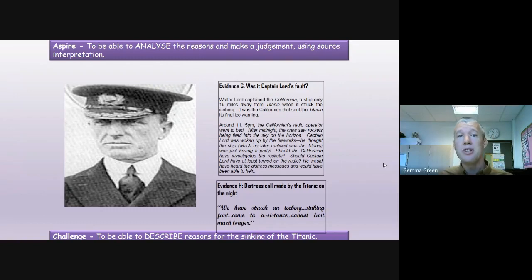So they knew that they were going to sink. Firing these rockets was still a way of sort of getting attention. If there were any ships around, please come and look at us. Come to our rescue. California never did that.